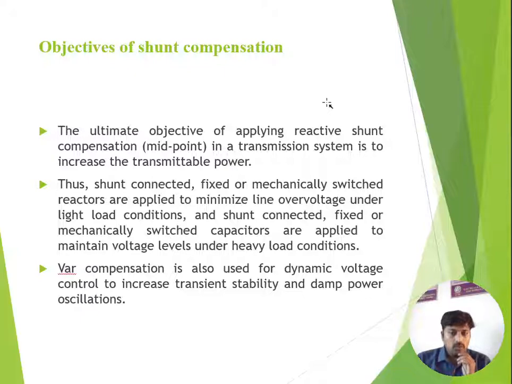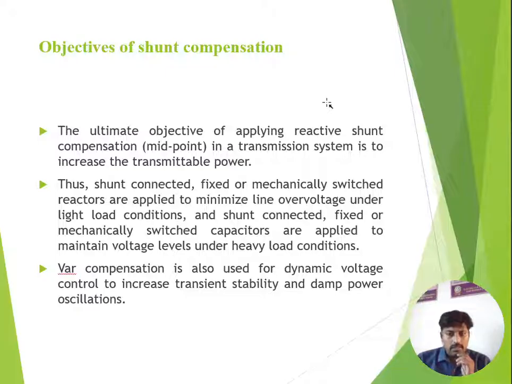These are the two direct achievements after shunt compensation. The active power transfer capability increases, as well as voltage stability is maintained. Along with that, you will get dynamic voltage control. That means you have enhanced the transient stability limit as well as damped the power oscillations. These two are the other achievements after connecting the shunt compensation.